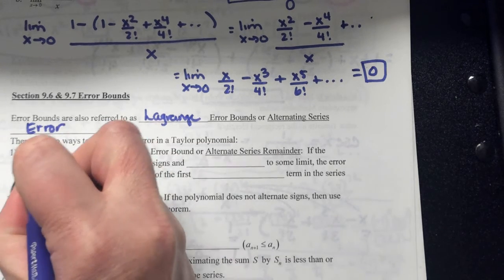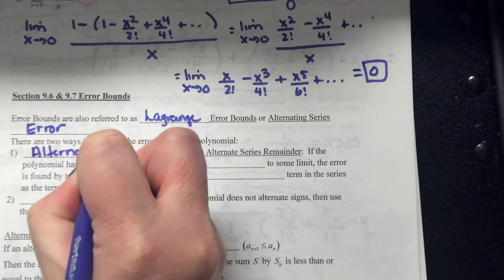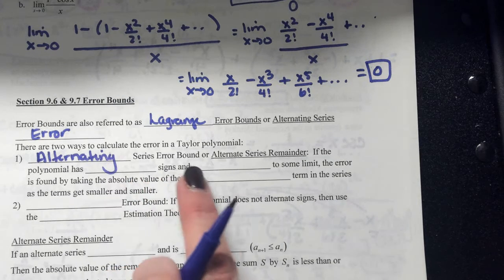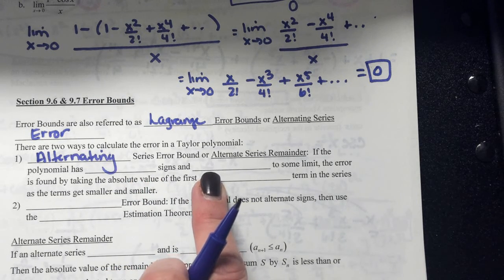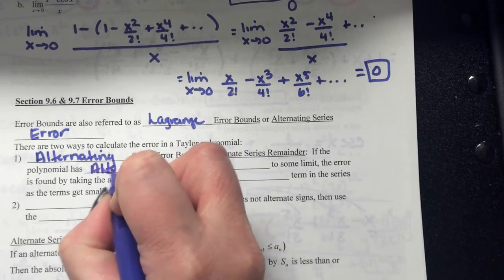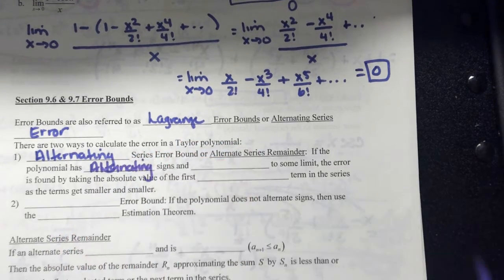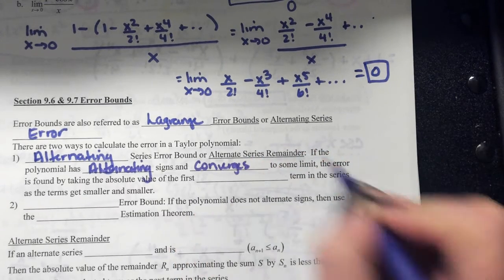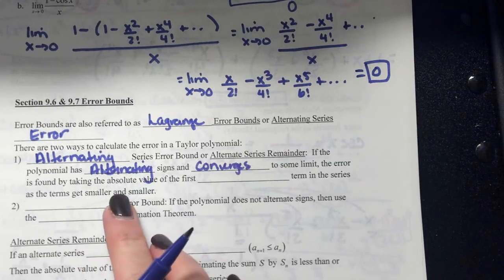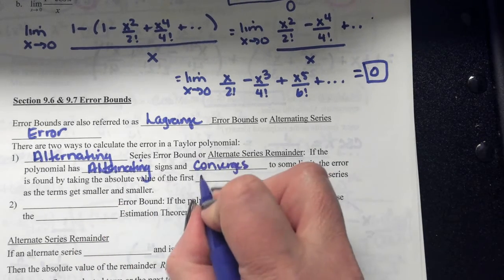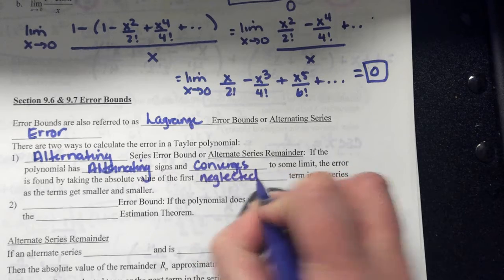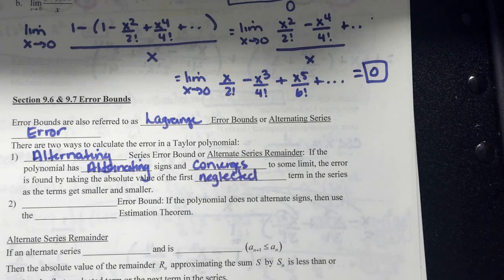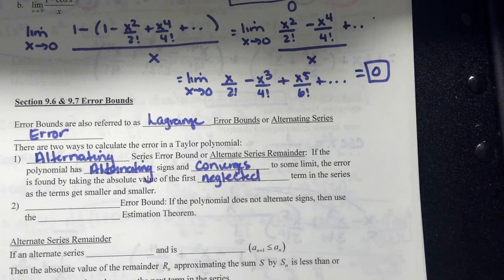One is if you have your alternating series. It could be referred to as your alternating series error bound or your alternating series remainder. Again, if your polynomial has alternating signs and it converges to some limit, the error is found by taking the absolute value of the first neglected term in the series as the terms get smaller and smaller. So we'll talk about what they mean by that first neglected term here momentarily.